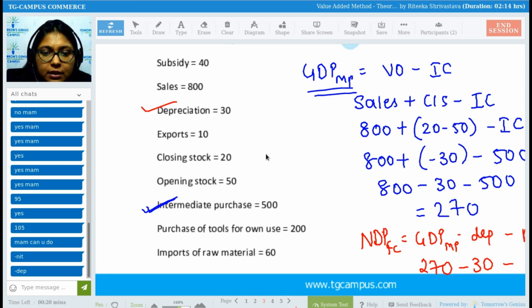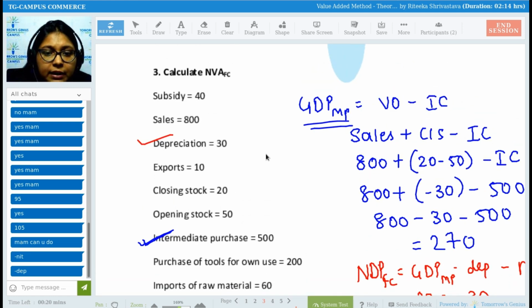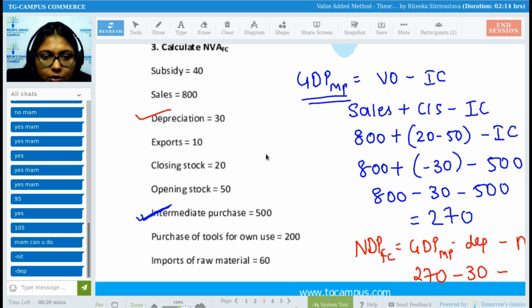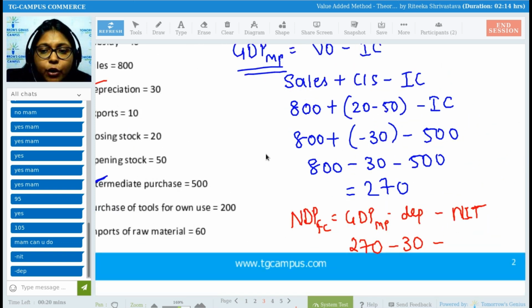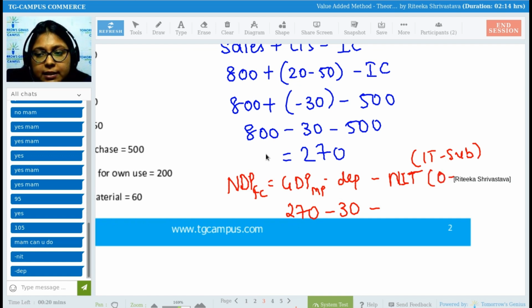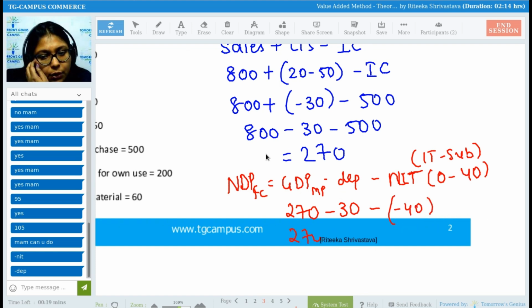NIT, is NIT given to us in the question? So NIT is not given directly. Just the subsidies is given to us, right? IT is not given. Subsidy 40 is given. So what is the formula of NIT? IT minus subsidies, right? IT is not given, so it will be 0. Subsidies is 40. So that means NIT is how much? Minus 40. So minus 40.